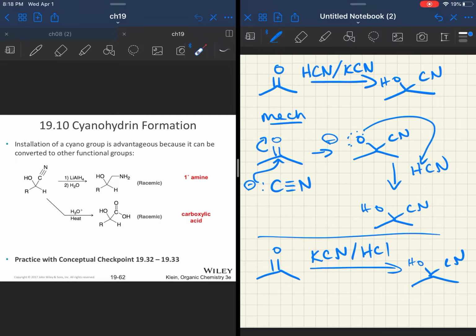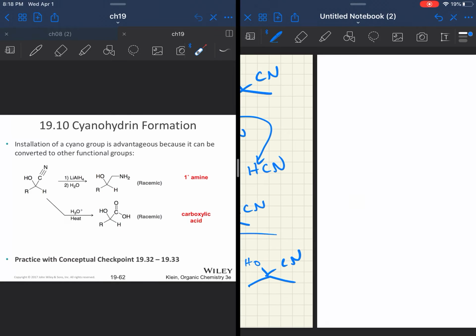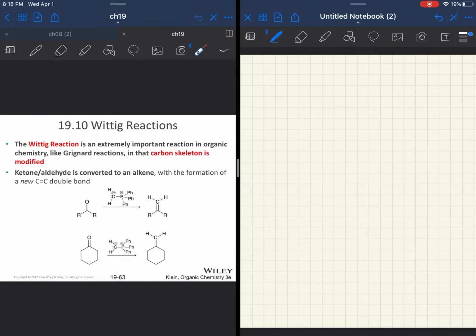Now, cyanohydrin formation is really interesting because it leads you to very specific spacing of functional groups. Two reactions that we are going to see in chapter 20 are shown here. You can reduce a nitrile, so you could get an amine. You can oxidize a nitrile and get a carboxylic acid, and it will put those functional groups on a carbon adjacent to the carbon with your alcohol. We're not going to spend a lot of time pondering over that right now, but be on the lookout. These reactions are coming, and we'll see them when we get there.